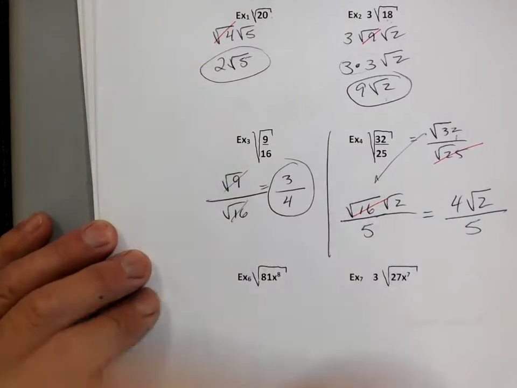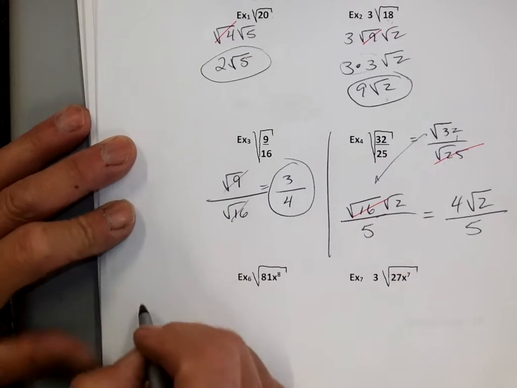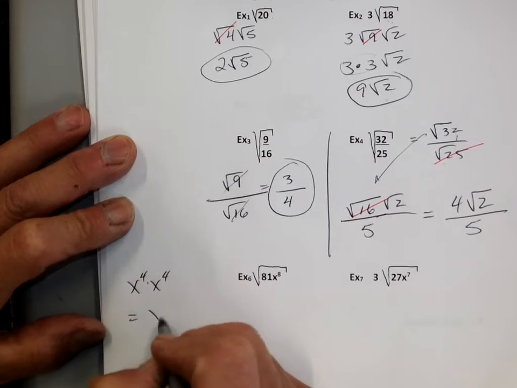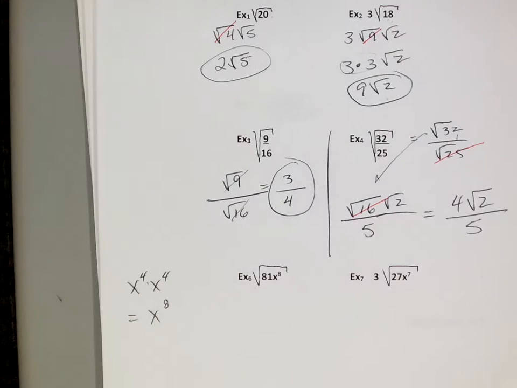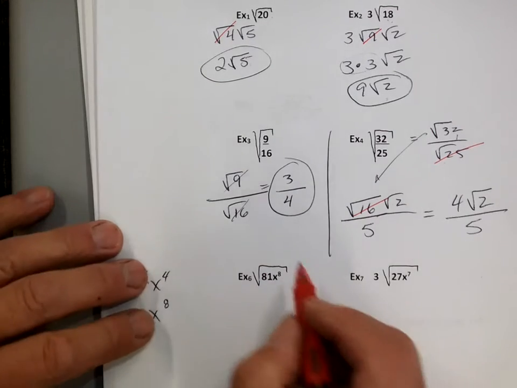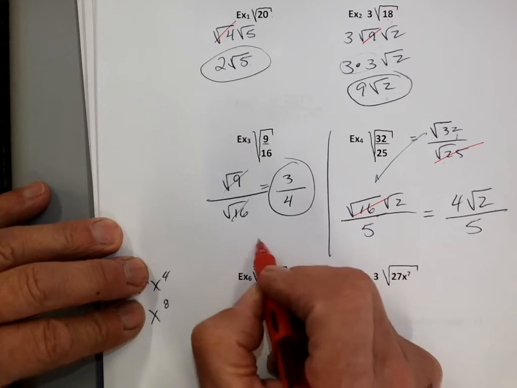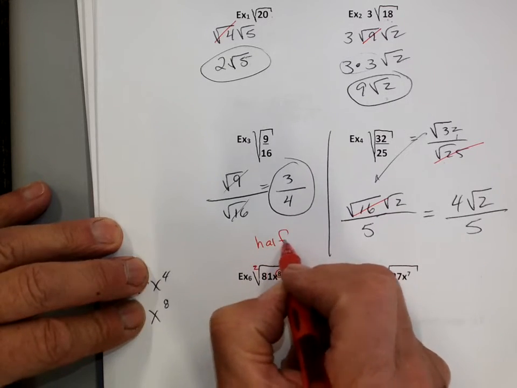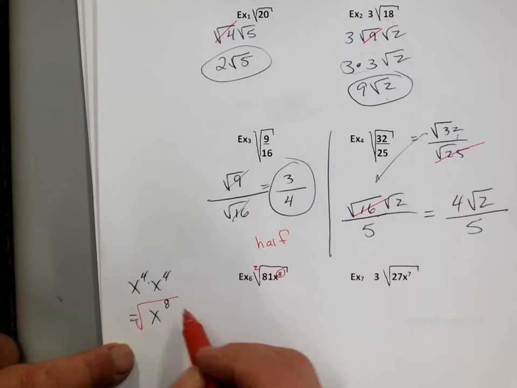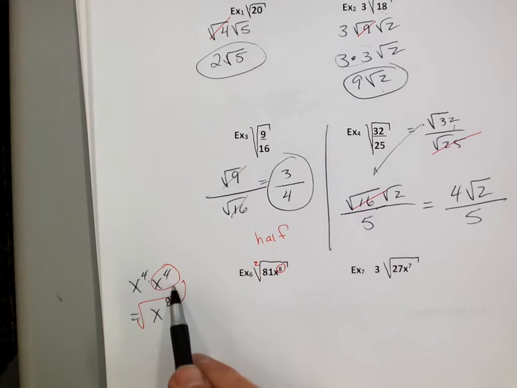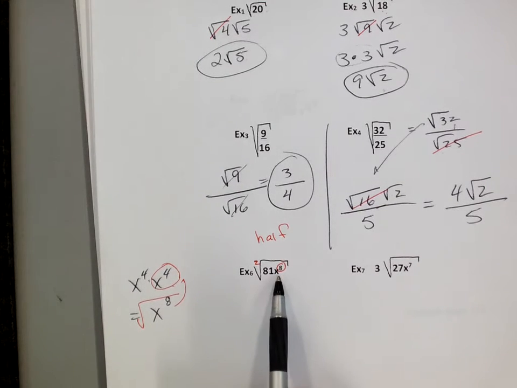Before we start 6, we have to go back and do a little bit of algebra. I know that x to the 4th times x to the 4th equals x to the 8th because you add exponents. Okay? So when you take the square root of something, there's an invisible 2 here. There really is. You're going to take half the exponent. Because the square root of x to the 8th is x to the 4th.